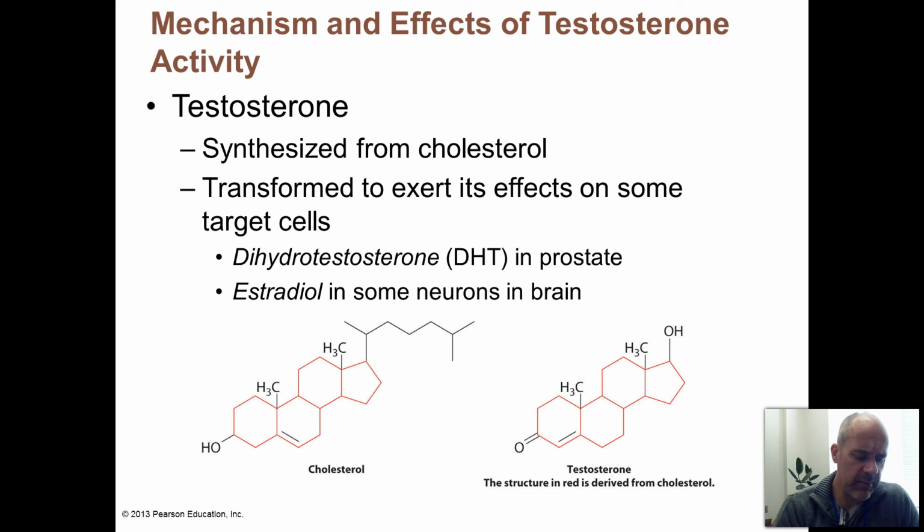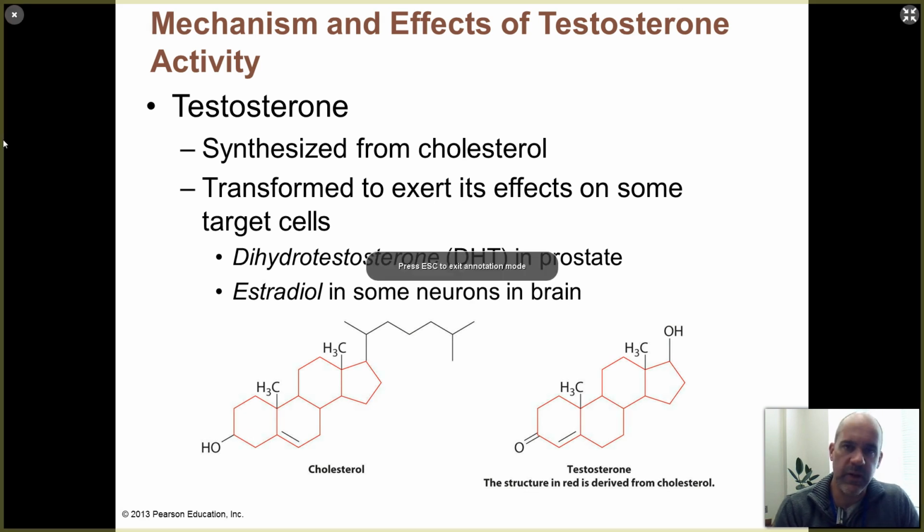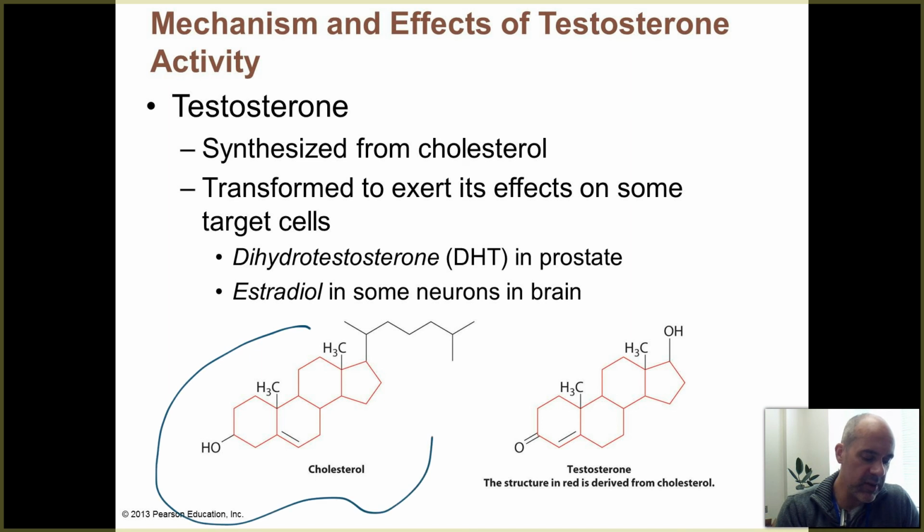All right, we took a look at some diagrams like this at the very beginning of the semester when we talked about steroid-type hormones. Steroid-type hormones are hydrophobic, which means they can diffuse across cell membranes because they don't mind the hydrophobic portions of the plasma membrane of a cell. There's what cholesterol looks like.